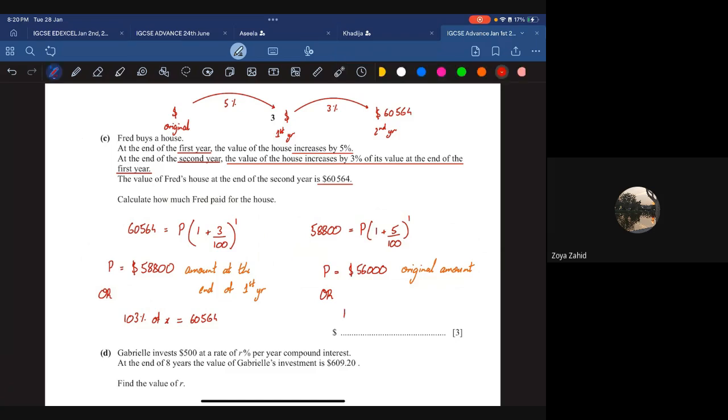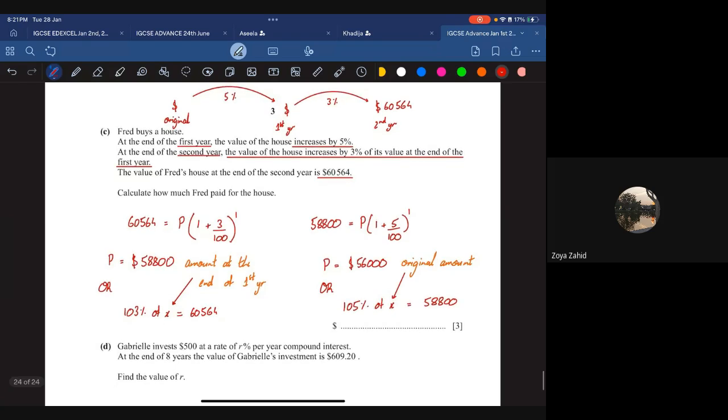All right. And over here, it's going to be 105% of whatever X original value it has, which is equal to 5880. And the original amount over here is X, and the amount at the end of the year is X. Clear, guys? So this question can be done in multiple ways. All right. Zoya, any questions regarding this? No, sir.